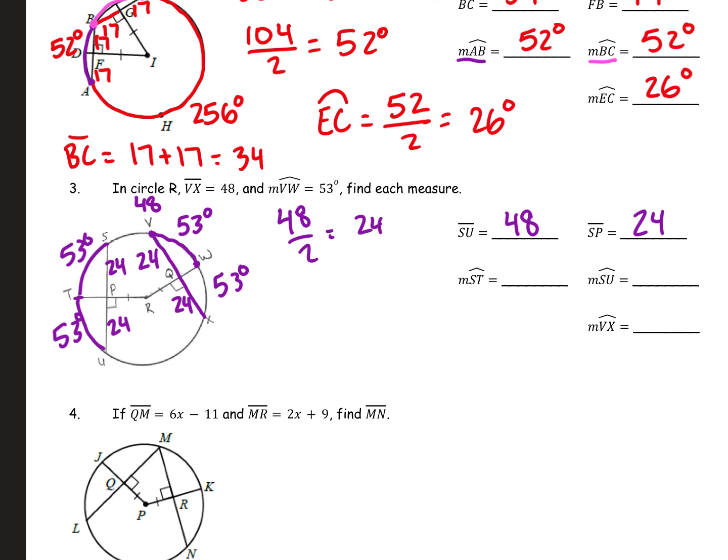We also want to find the measure of arc ST. Arc ST is right here. All right, that's 53 degrees. But of course, I'm going to challenge you just a little bit and say, find the measure of arc SU. Arc SU starts at S, goes to U, and it is the short way. So the measure of arc SU is going to be equal to, well, there's 53 degrees here on the top, 53 degrees there on the bottom. 53 plus 53. That gives me 106 degrees.